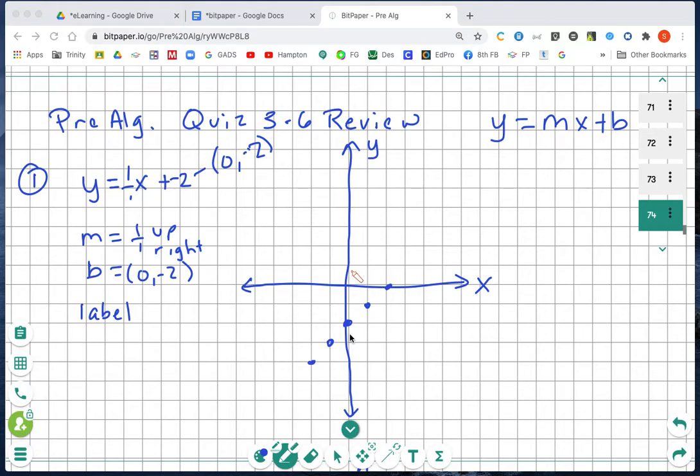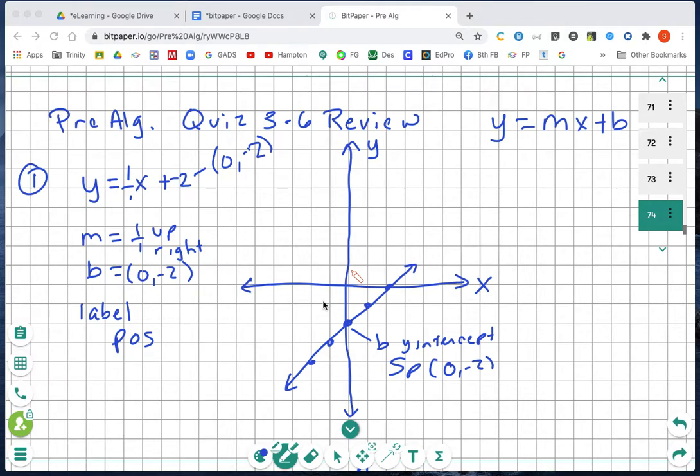Now we have our 5 ordered pairs. Remember that we need to label this B, y-intercept, starting point, and 0, negative 2. The slope of this line is positive because it's pointing to heaven.